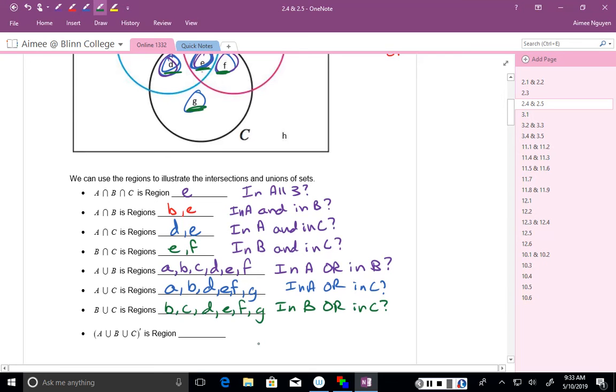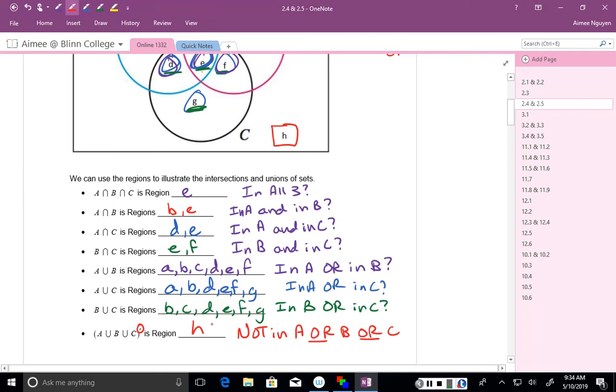So now for the last one, we have a complement here, right? So this again is our not. So this says not in A or B or C. So I do not want it to be in any of those things. The only region that I have that's not inside either A or B or C is the region H. So that's outside of everything.